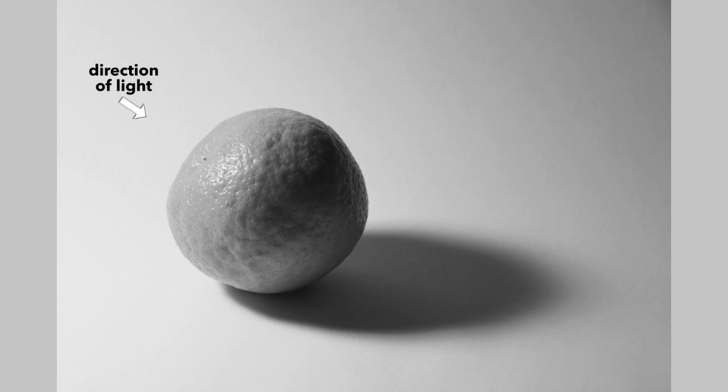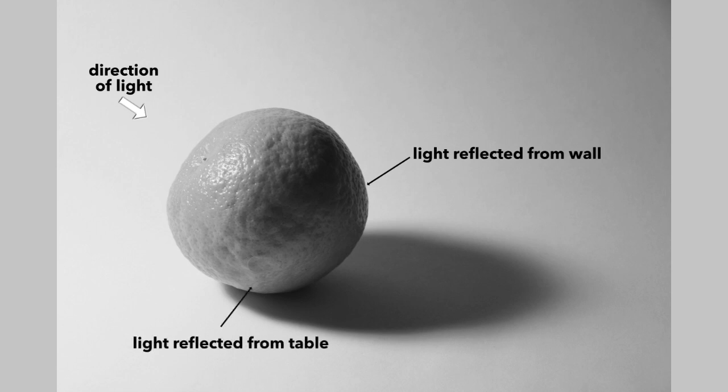On the orange, the light is from the upper left. Notice that the right side of the orange has a little soft highlight. That's light reflected from a nearby wall. On the lower side of the orange, we can see light reflected from the tabletop. The darkest part of the form shadow is here, where there's nothing much reflecting back into the shadow.